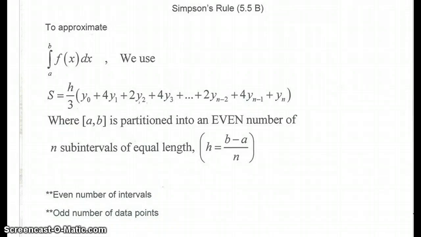where the interval a to b inclusive is partitioned into an even, notice even is important, number of n subintervals of equal length, which we can find by using the formula h is equal to b minus a over n. Key here, there's an even number of intervals, which means we will have an odd number of data points. We need to keep this in mind for Simpson's rule.